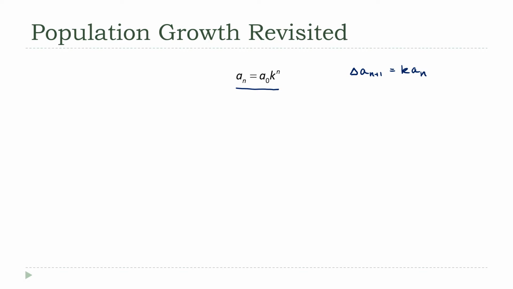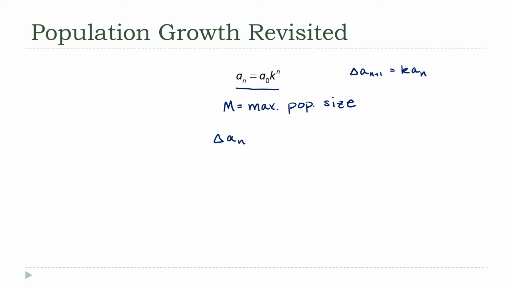So how can we fix this? How can we modify our model so that it gives us a result that's maybe a little more realistic? Well, here's what I'm going to do. I'm going to assume that we have some idea, based on our understanding of the physical environment, what the maximum population size is. So I'm going to let M equal the maximum population size.